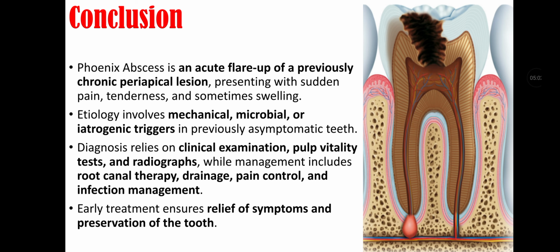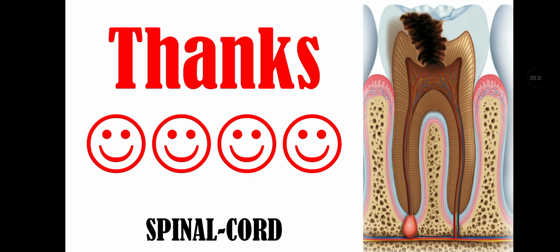Conclusion of this lecture video. Phoenix abscess is an acute flare-up of a previously chronic periapical lesion, presenting with sudden pain, tenderness, and sometimes swelling. Etiology involves mechanical, microbial, or iatrogenic triggers in previously asymptomatic teeth. Diagnosis relies on clinical examination, pulp vitality tests, and radiographs, while management includes root canal therapy, drainage, pain control, and infection management. Early treatment ensures relief of symptoms and preservation of the tooth.